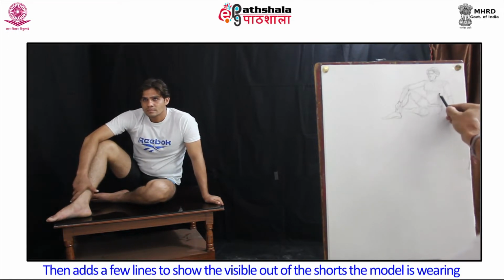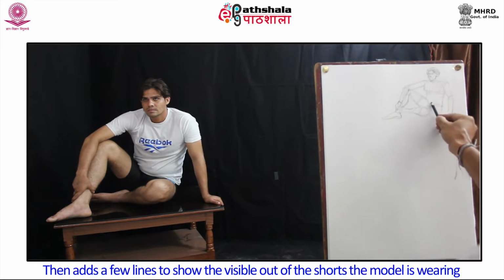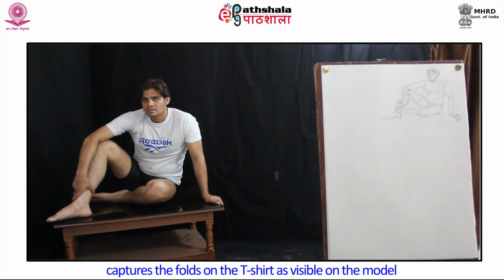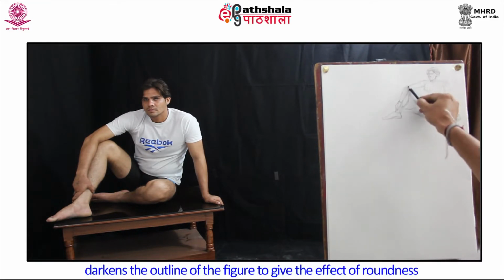Then add a few lines to show the visible part of the shorts the model is wearing. Capture the folds on the t-shirt as visible on the model. Darken the outline of the figure to give the effect of roundness.